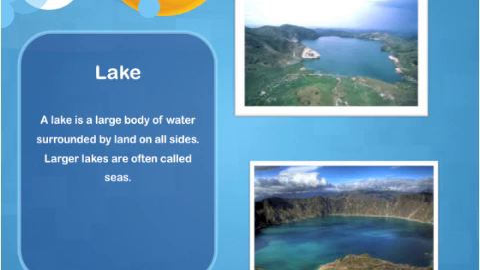Okay, let's talk about lakes. A lake is a large body of water surrounded by land on all sides. Larger lakes are often called seas. We can tell the pictures are lakes because they are surrounded by land on all sides. And in North America, we have some very large lakes, but we call them the Great Lakes instead of seas.